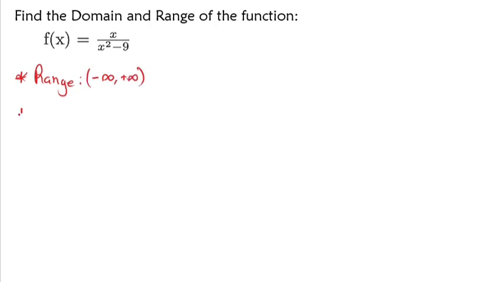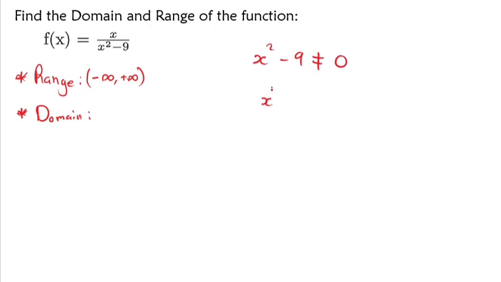So the key here is the domain. For our domain, we have to make sure that the denominator is not 0. So if we don't want it to be 0, then we can say x squared minus 9 must not be 0. So the denominator must not be 0.